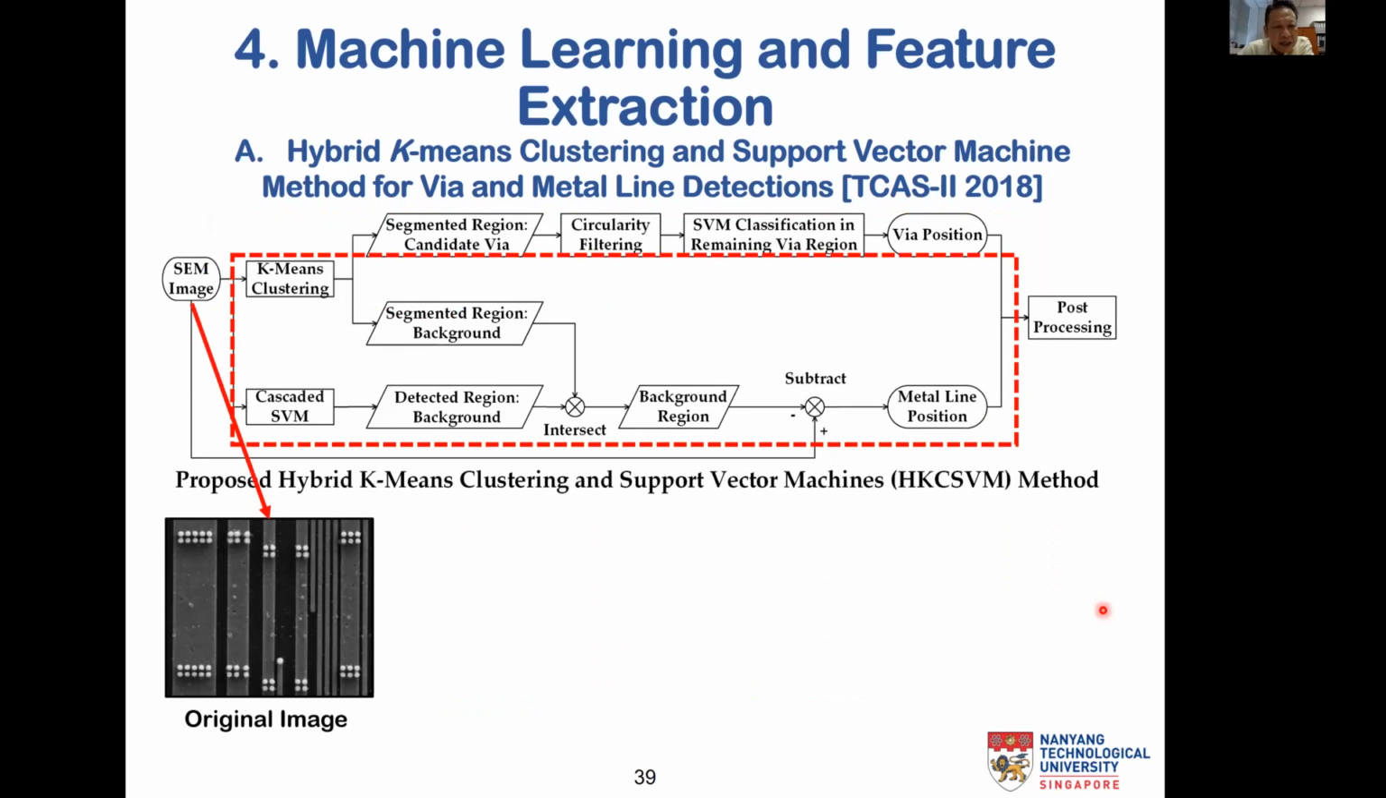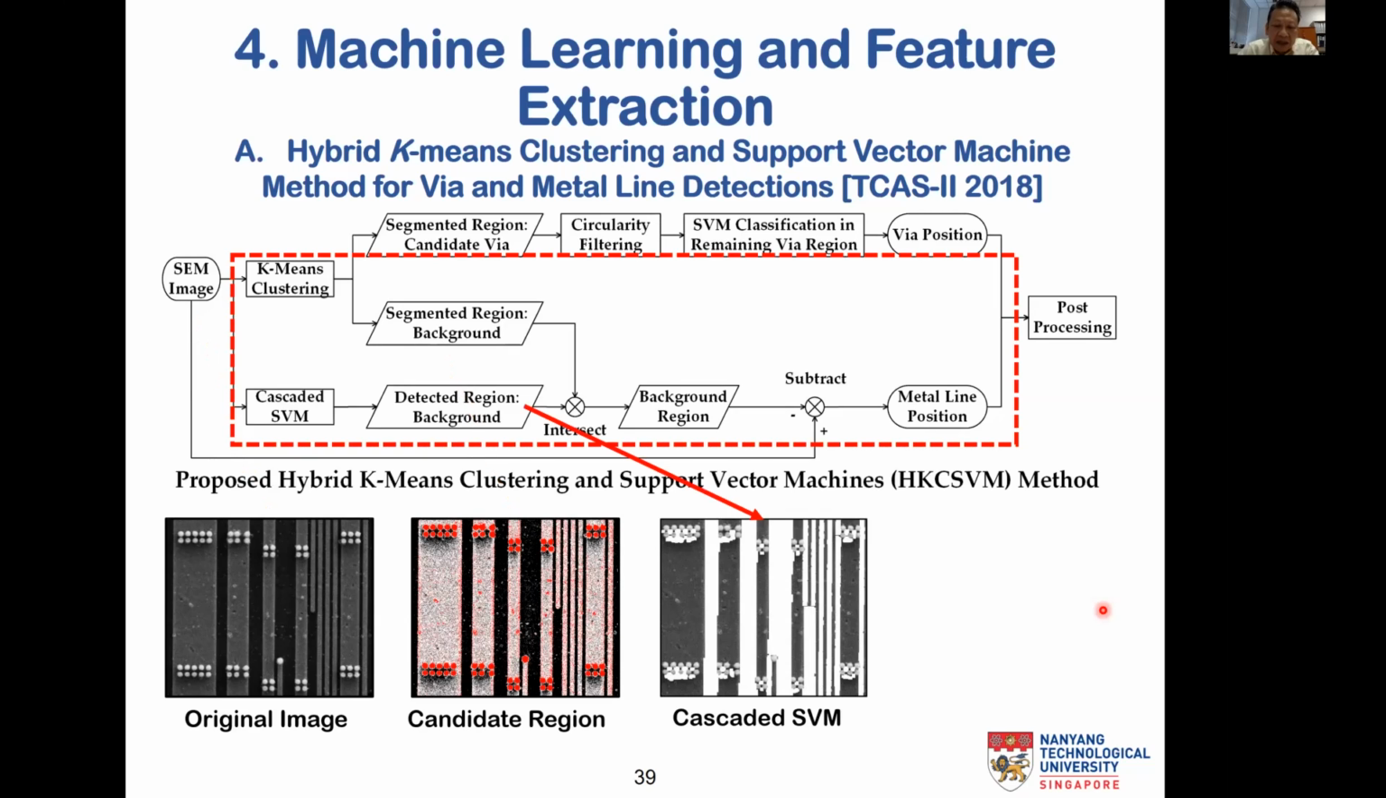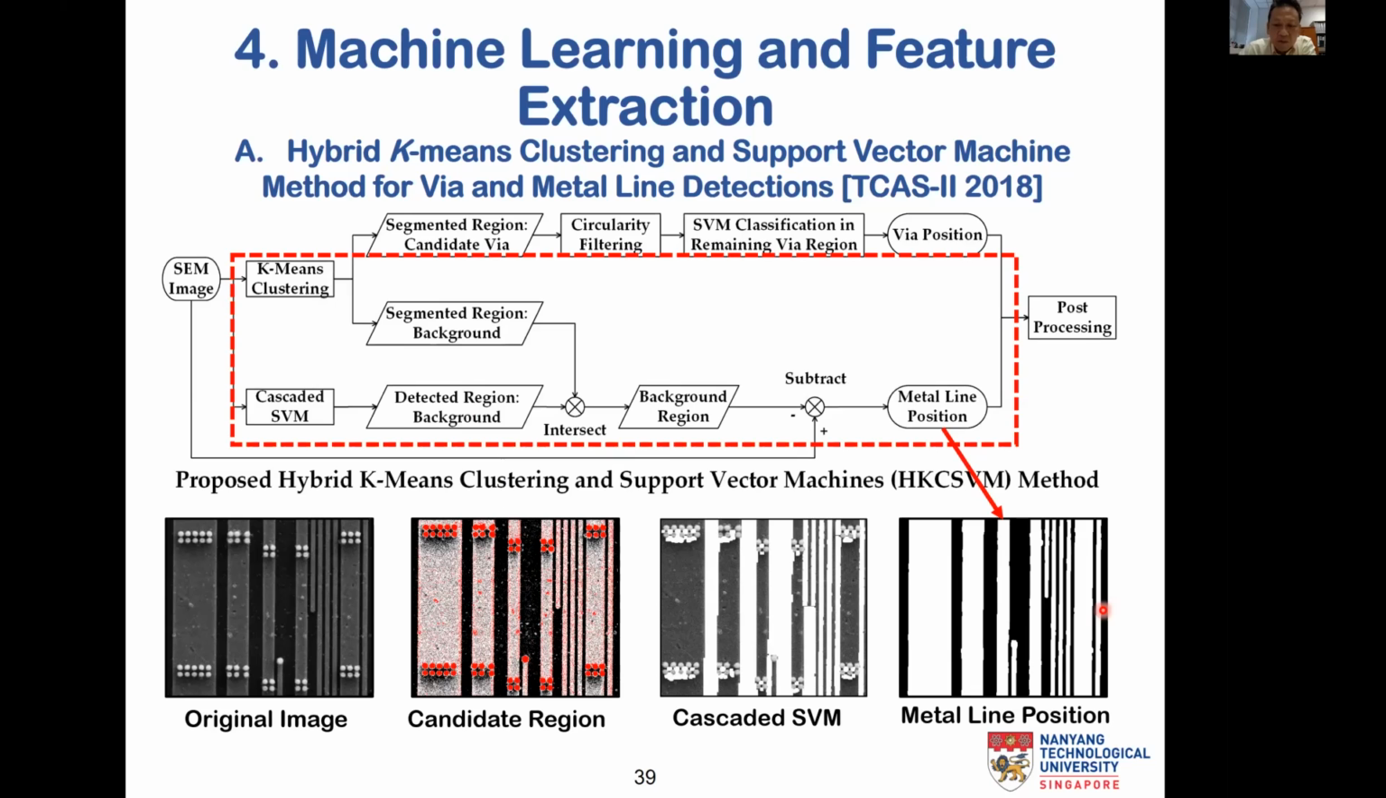The bottom one is to identify the metal line. Identifying the metal line is slightly more difficult, so instead we identify the background. The background is black in color, so we identify the black background and subtract it away. If it's not the background, it must be the metal line. So from here, we subtract the background from the original image, and then we can get back the metal line.